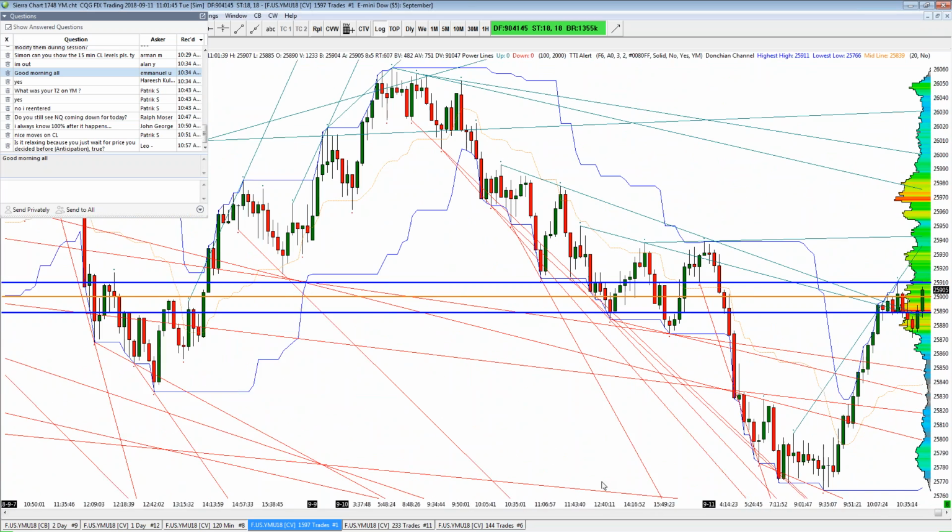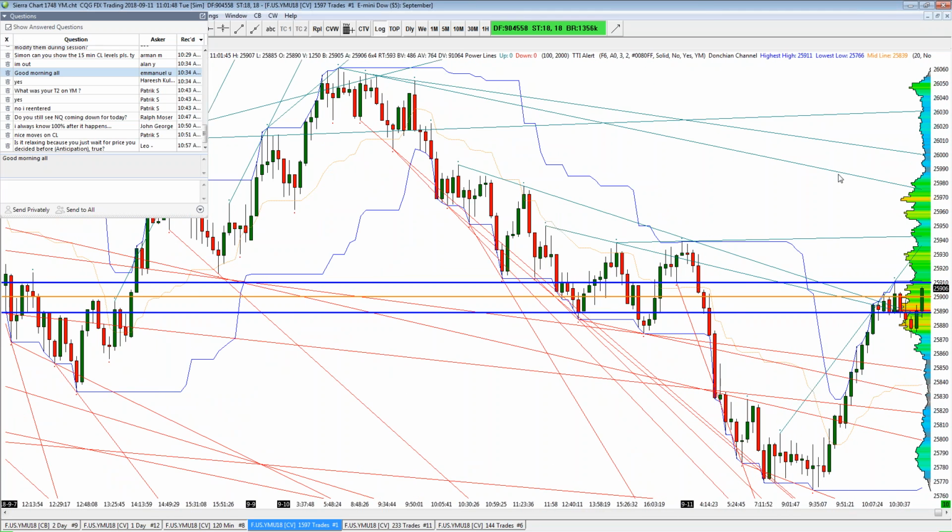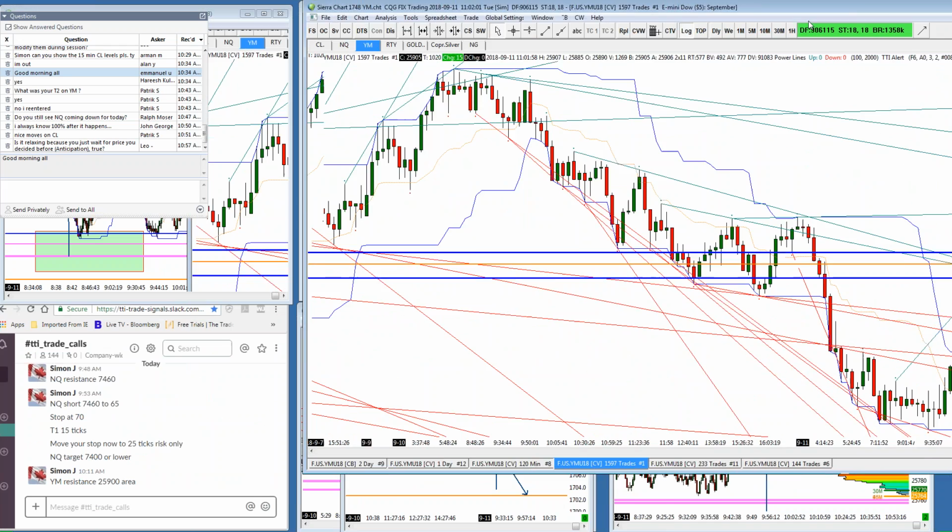Some students use it as support and resistance combined with the volume profile. Any questions about the power line indicator? It's similar to trend lines, but much better. We don't use trend lines. We use power lines.